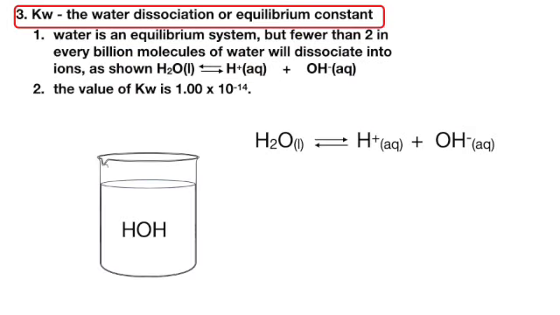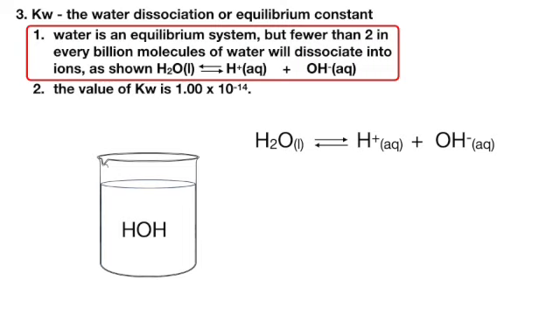Let's take a look. You all know what the pH scale looks like. pH goes from 0 to 14. Below 7, you're an acid. Above 7, you're a base. If you're right in the middle, you're neutral. But we're going to talk about this thing called the Kw constant, or the dissociation constant for water.